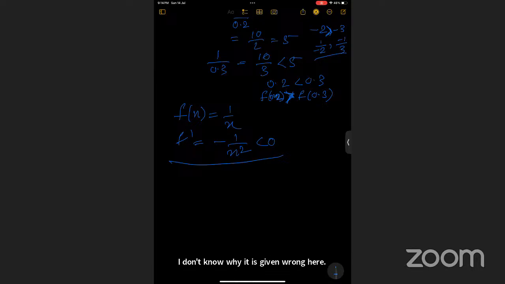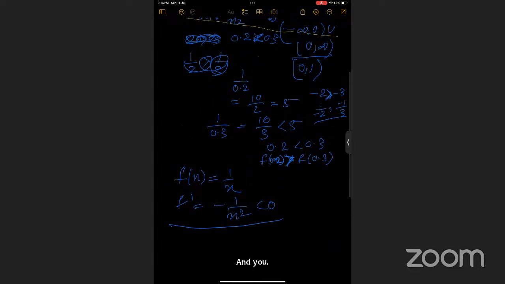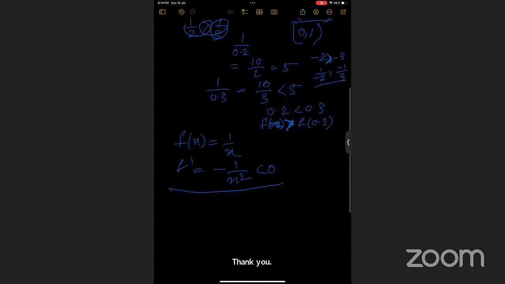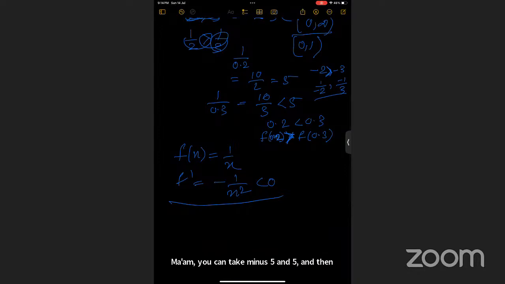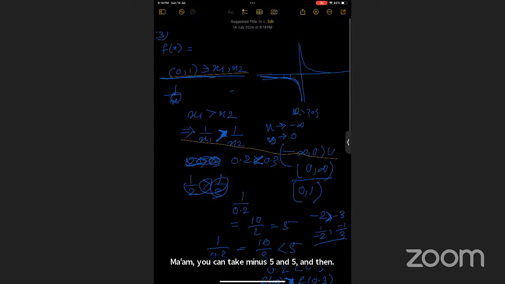Okay, I will check the answer again. Maybe there may be some mistake here. Ma'am, you can take -5 and 5 and then the reciprocal of it by inequality.